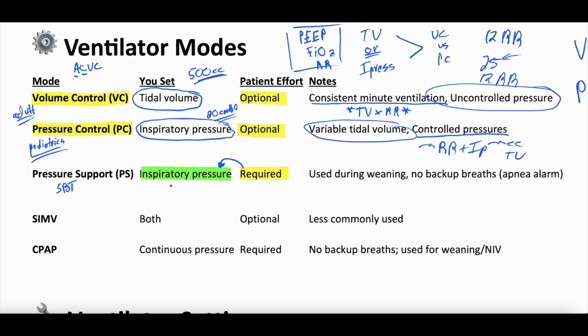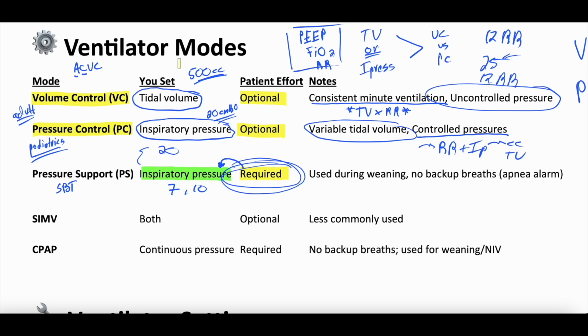And we can set this, right? A lot of times it's 7, or some people use 10. And you could set this really high. You could essentially make this a highly supported ventilator mode where you can set that inspiratory pressure just as high as you did for pressure control, right? You could set it at 20. But the patient still has to breathe on their own. They still have to prompt those breaths.